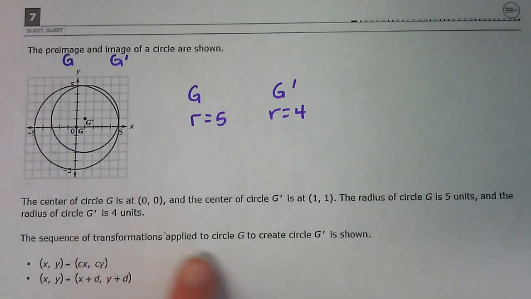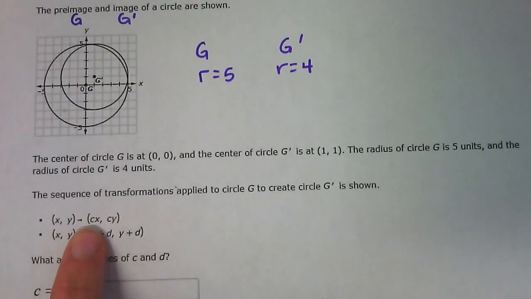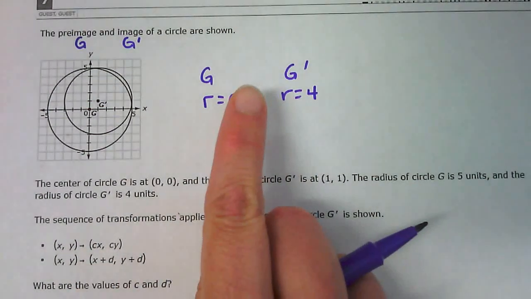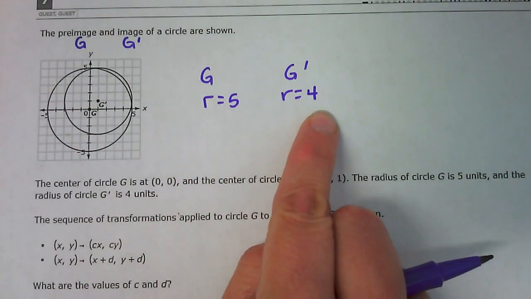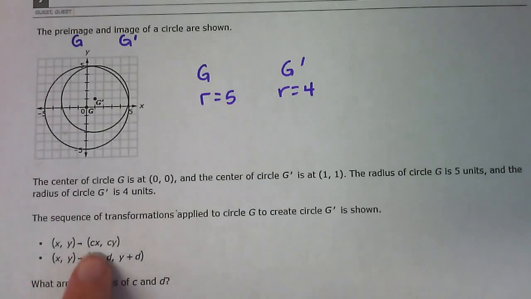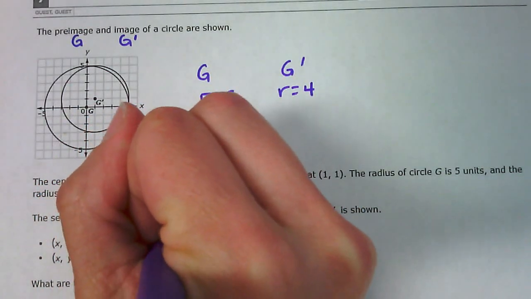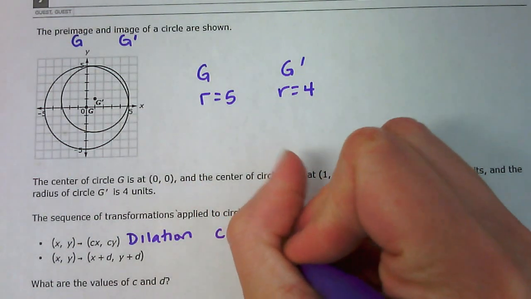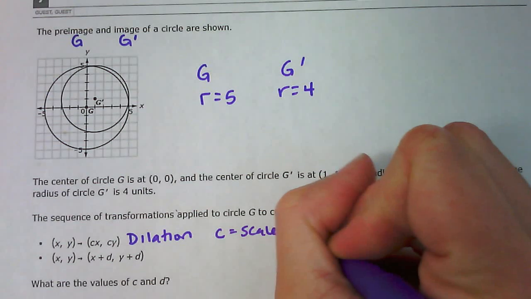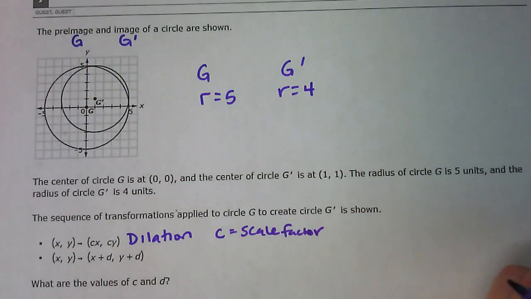So I want to know what number I am multiplying by to get from G to G prime, and then how did the center point move? Okay, if I get from G to G prime, I see that it's getting smaller. So I want to create a scale factor. This part tells me this is a dilation. This C is going to be my scale factor, and your scale factor is what you're multiplying by.